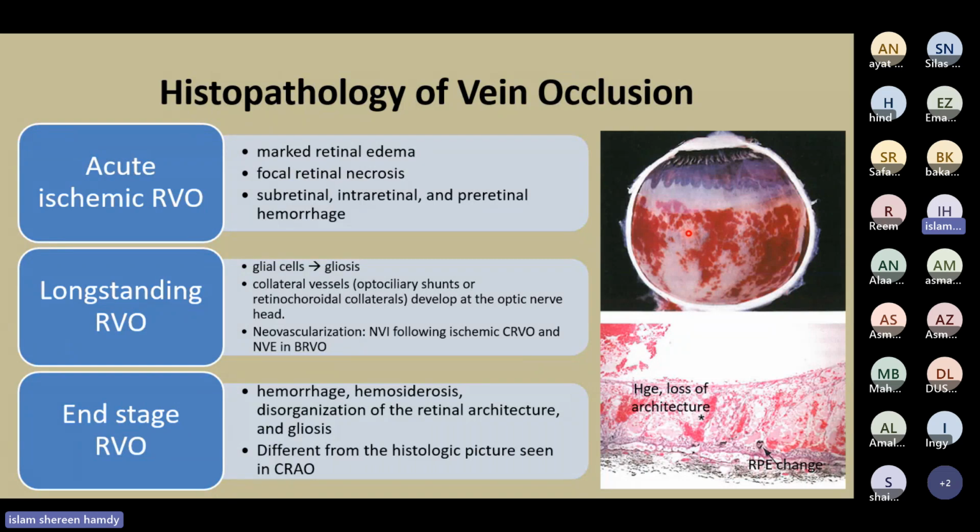While in branch retinal vein occlusion, only a section of the retina is ischemic, and usually the new vessels develop at the junction between the normal and the ischemic retina. So it's more common to have new vessels elsewhere with subsequent vitreous hemorrhage. This is an important thing to know, the different site of neovascularization in central and branch retinal vein occlusion. In the end stage retinal vein occlusion, there are some hemorrhages, some hemosiderosis, iron deposition within the retinal layers that can be detected histologically, and there is disorganization of the retinal architecture.